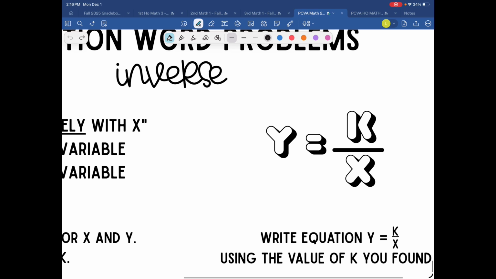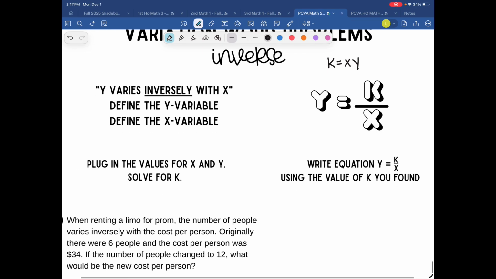And you can also remember that when we are looking at y equals k over x, or we can say that k equals y times x, depending on which format works best for you.